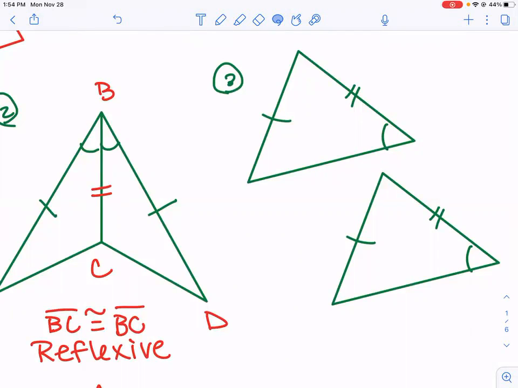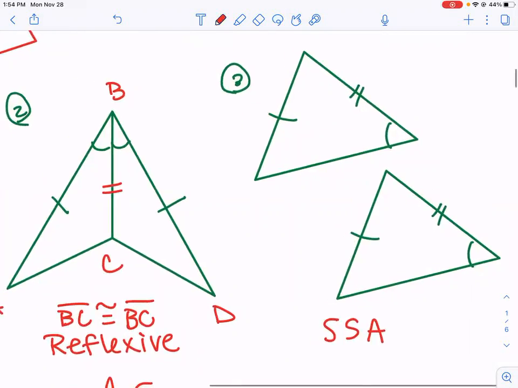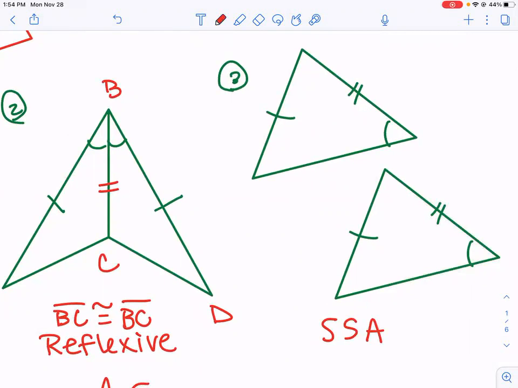Are these two triangles congruent? Yes. Wait, no. Yes, they are. We have the other two sides. It's an included angle of side. Side angle. Guess what? We don't have a side angle theorem. Angle side is not a thing.